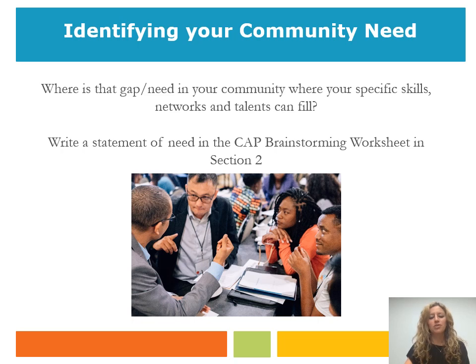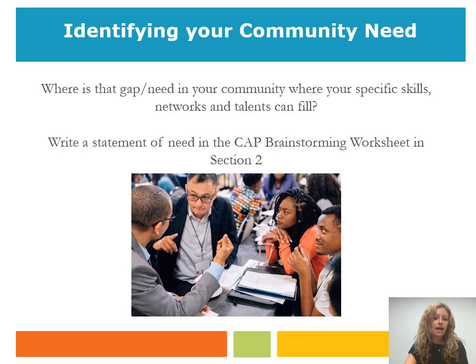So again, your CAP should be something you're passionate about and already devoted to, but it also needs to address a particular need in your community. It should be a need where you feel you can make an impact on addressing. So you want to ask yourself, where is that gap in your community where your specific skills, networks, and talents can fill? Where is the win-win, or the mandala, as Deidre talks about, where you can pull the overlap between your passion, your work, and the need in the community?